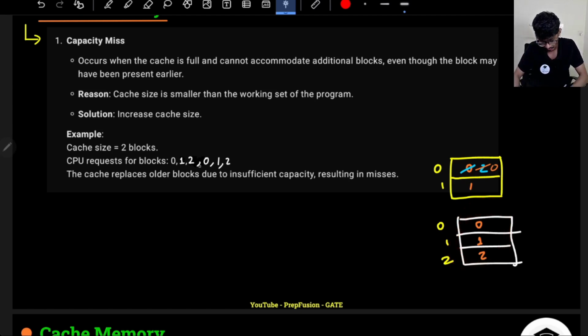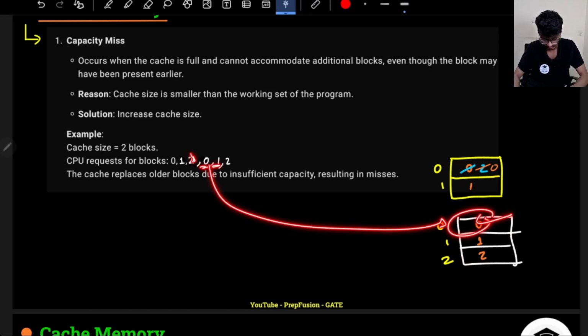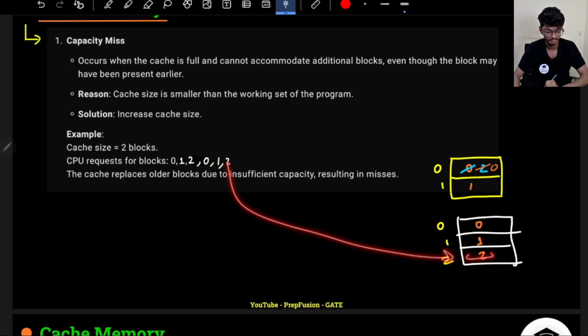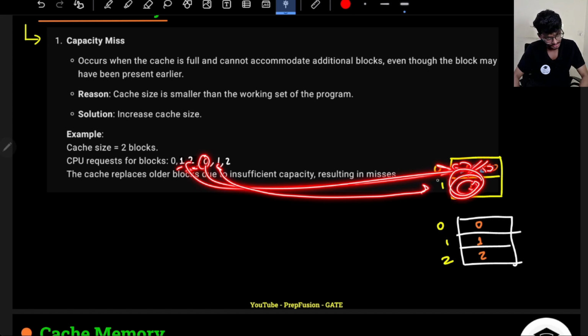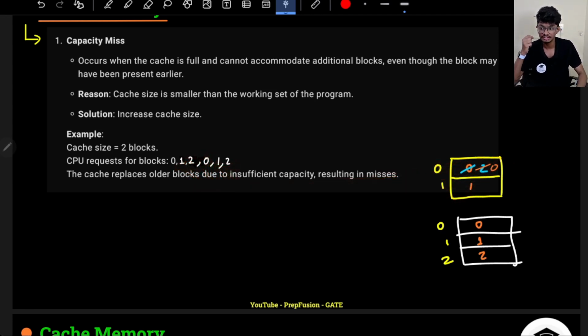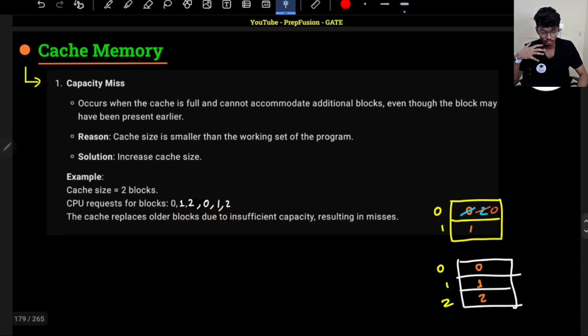Okay, so after this, if I call 0, 0 will still be present here, it will be a hit. After it, if I call 1, 1 will still be present here. After it, if I call 2, 2 will still be present here. But here 0 is initially there, then I called 1, 1 will be here, then I called 2. So I have to replace 0 with 2, then again I called 0, then again I have to replace 2 with 0, then again I called 1. So again 1 is a hit, that is fine, but again if I call 2, again I have to replace 0 with 2. So there are so many misses. So this is known as the capacity miss.